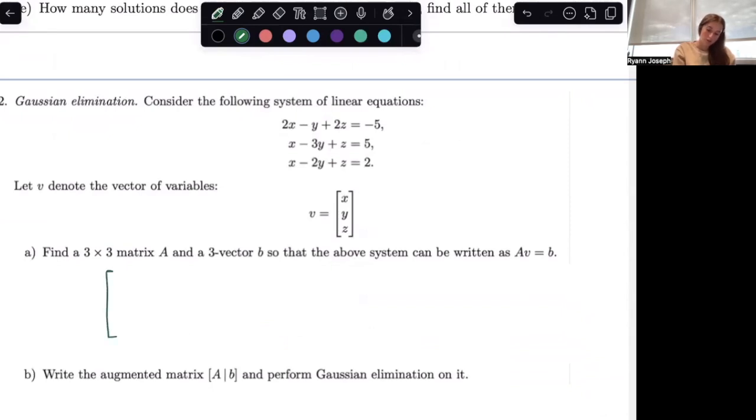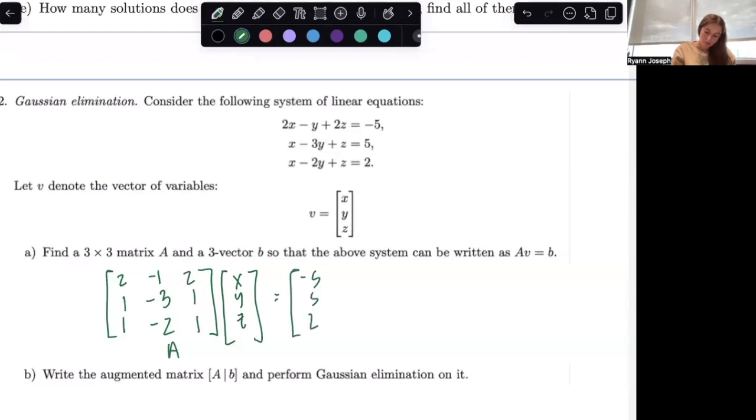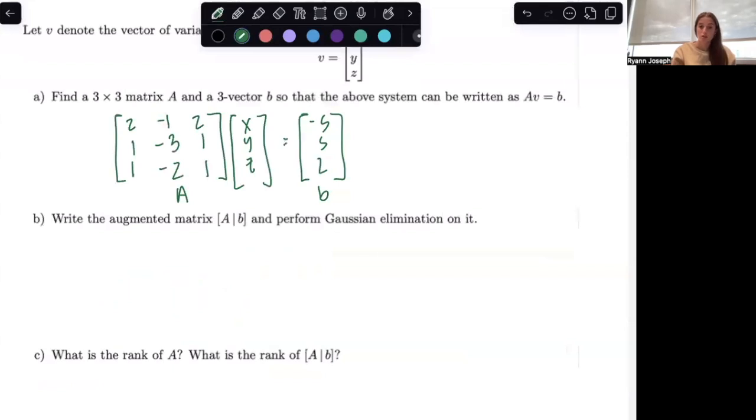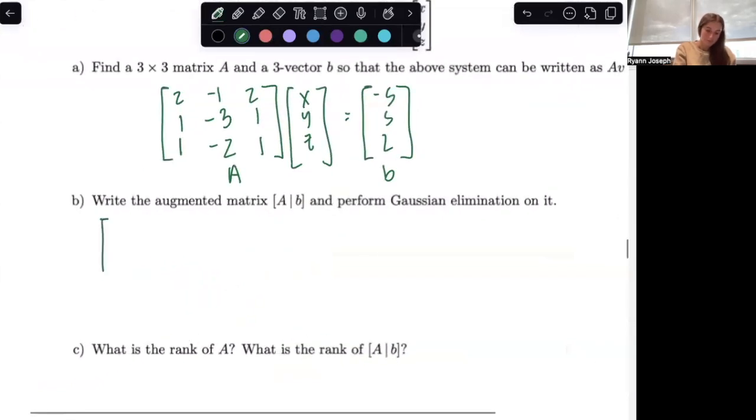So that's just going to be 2, -1, 2, 1, -3, 1, 1, -2, 1. This is my A times my V, which is x, y, z, is equal to B, which is -5, 5, 2. Write the augmented matrix system and perform Gaussian elimination on it. So they want us to solve this.